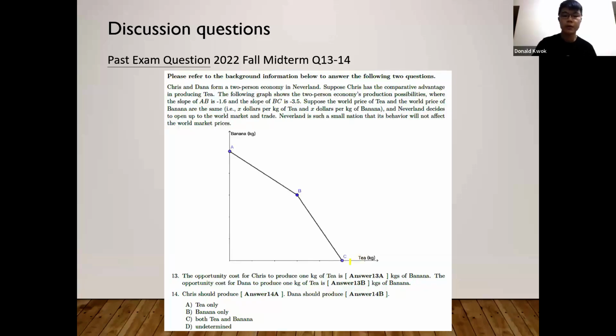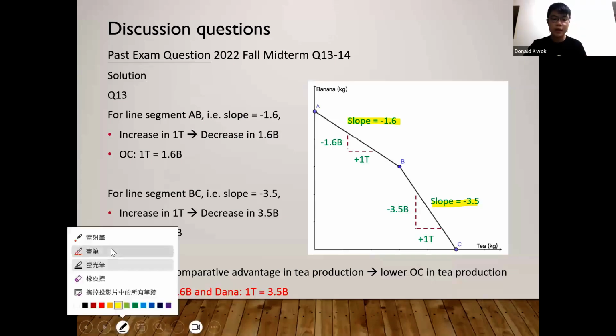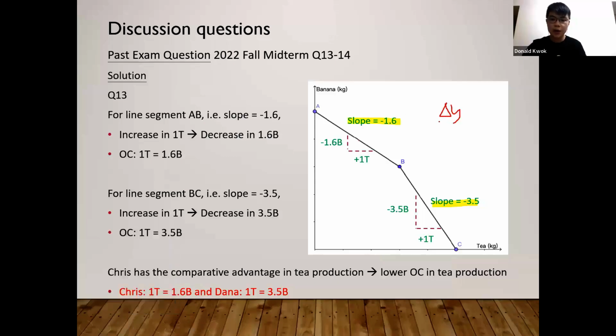Okay, so let me start with question 13 to find the opportunity cost for Chris to produce 1 kg of tea, and also the opportunity cost for Dana in producing 1 unit of tea. So the only numbers given in the question are about the slope of AB and the slope of BC, right? So it's also the information I put down here. So how can we interpret the slope coefficients here? Recall your high school mathematics knowledge. Slope can be calculated as delta y over delta x.